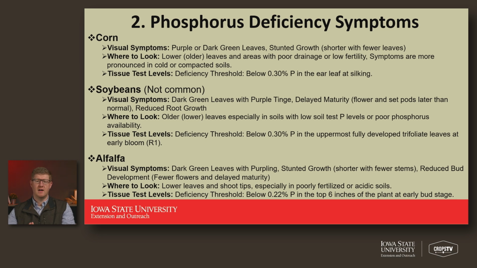And then finally, alfalfa, again, a very similar story. It's going to be dark green leaves with a little bit of purpling. You can have some stunted growth, so shorter plants with fewer stems, along with reduced bud development, so fewer flowers, delayed maturity. And as mentioned with the previous two crops, you're going to be looking at the lower leaves, focus on the shoot tips, and this can also be seen in acidic soils as well.